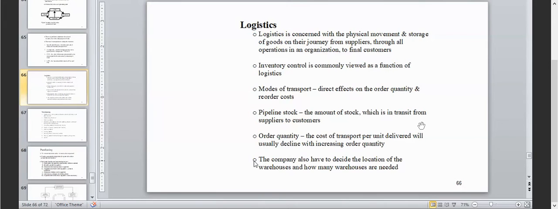And the company also has to decide on the location of the warehouse and how many warehouses are needed. So logistic is also concerned with the location decision to set up the premises for the warehouse.